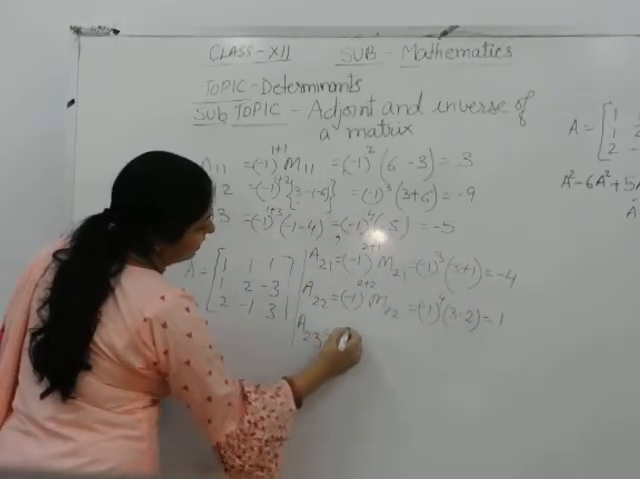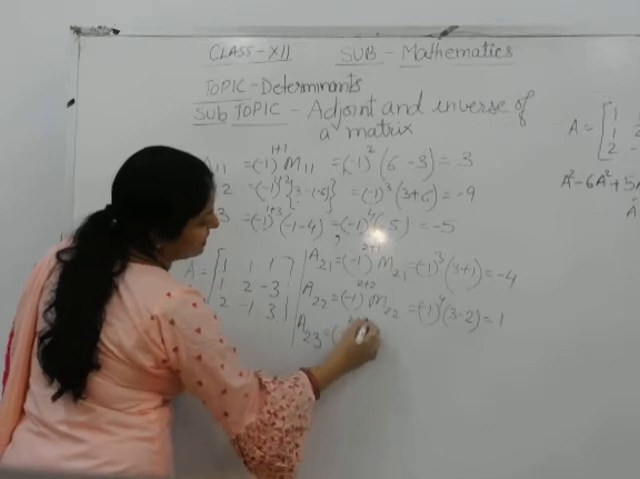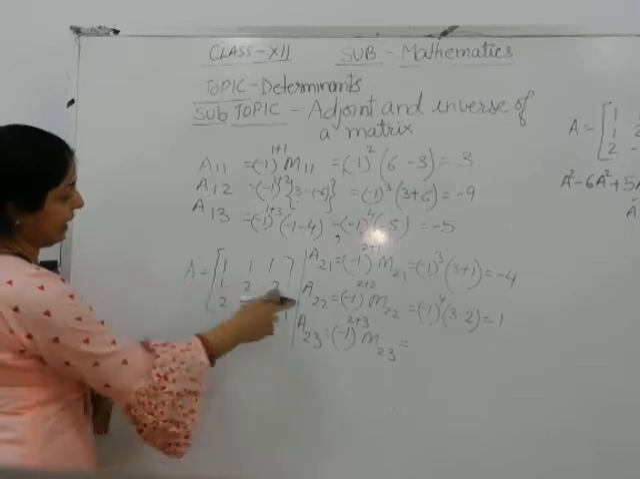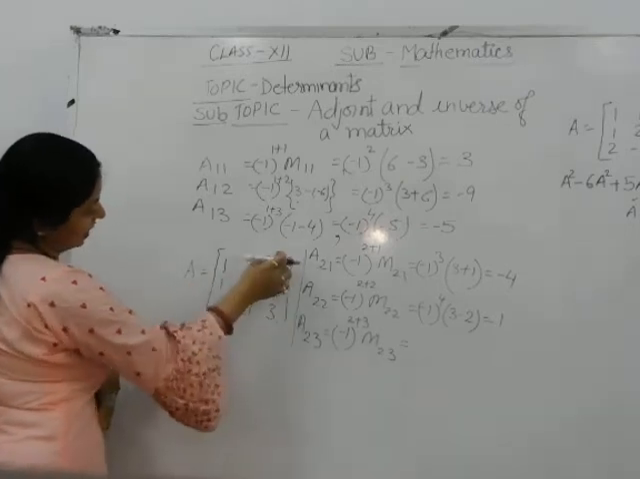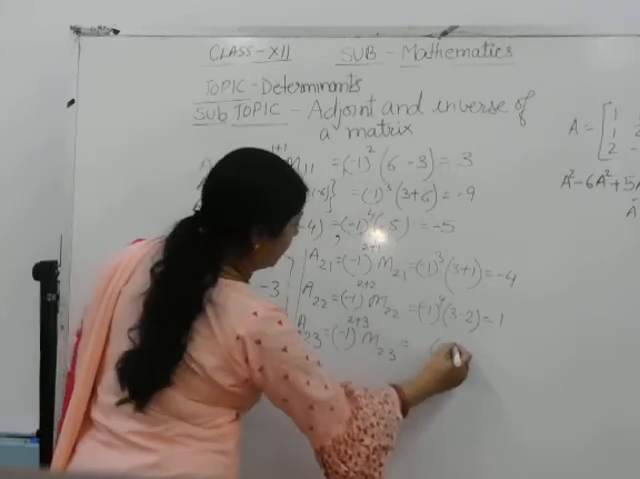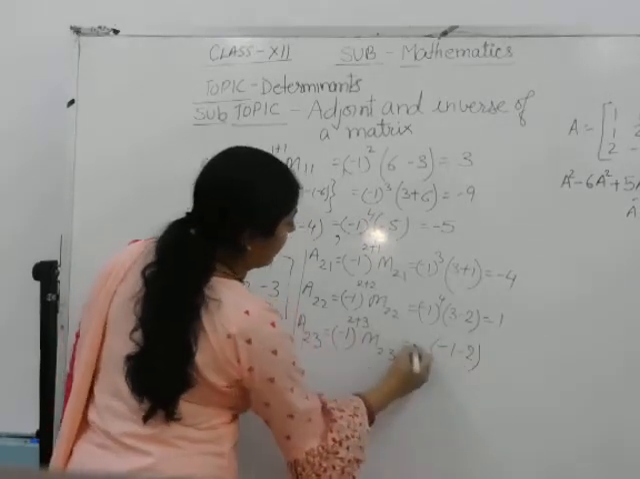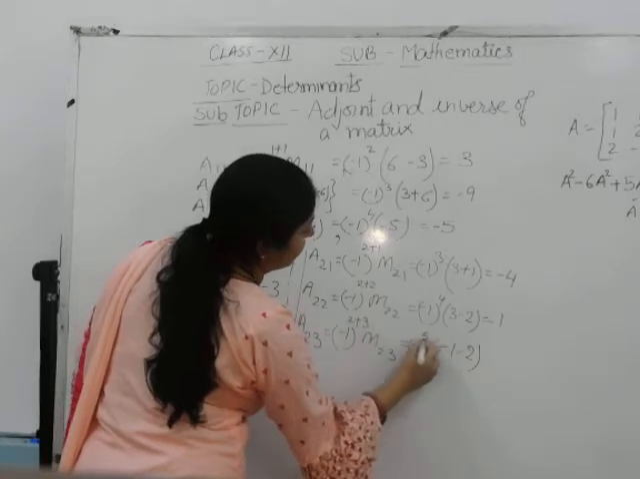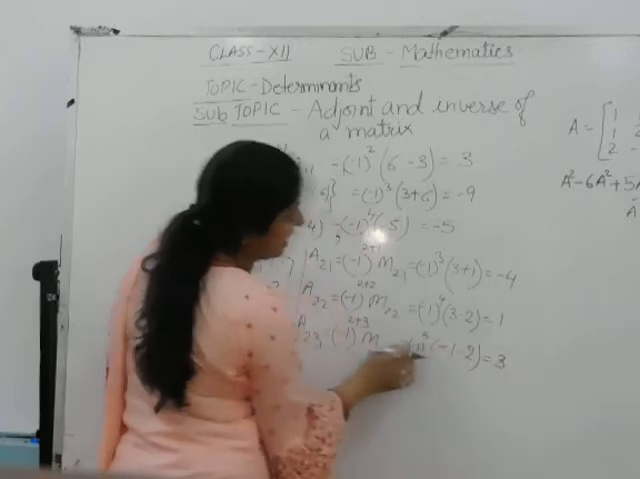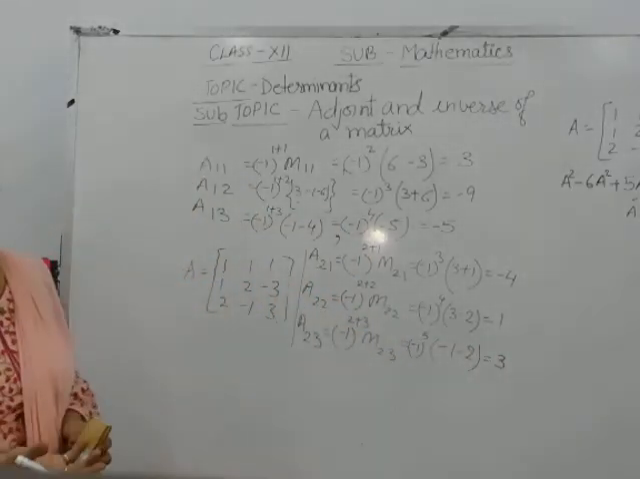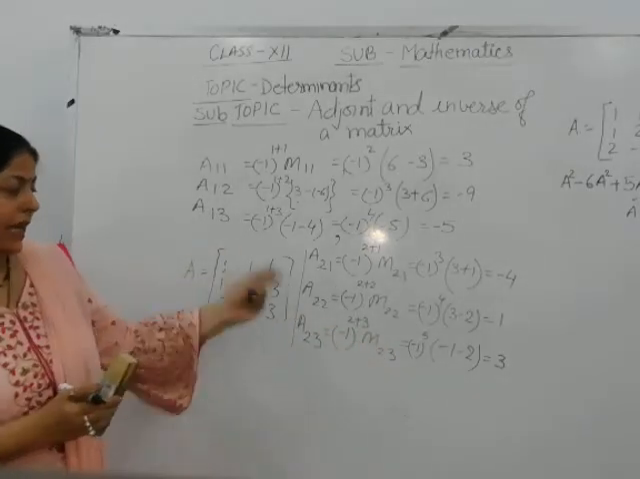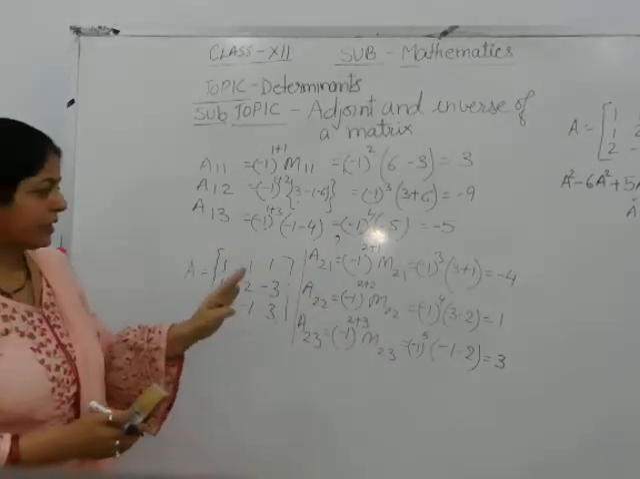A23 is minus 1 to the power 2 plus 3 and M23. Again, by deleting second row and third column, this is minus 1 minus 2, and minus 1 to the power 5. Minus 1 to the power 5 means minus 1 to the power odd, which means minus, and minus 1 minus 2 is minus 3. So minus into minus is plus. So it is plus 3.